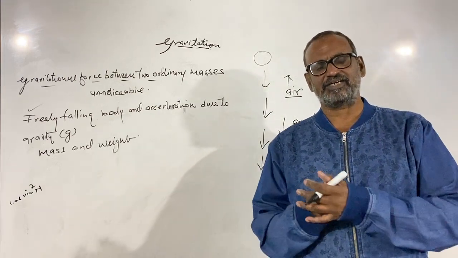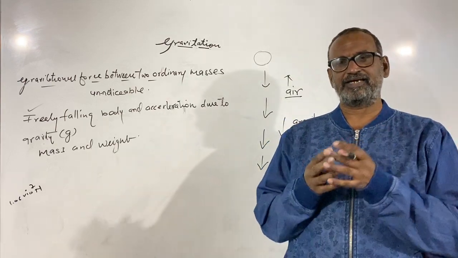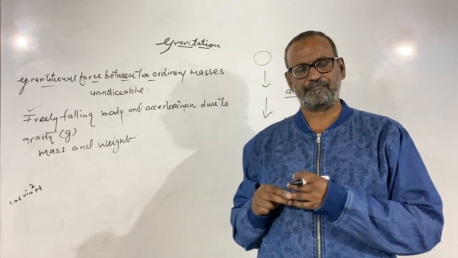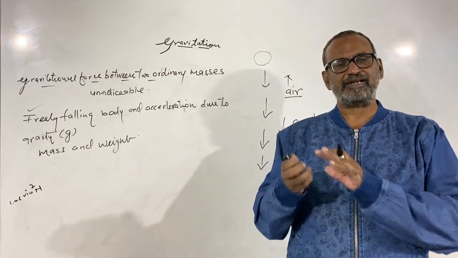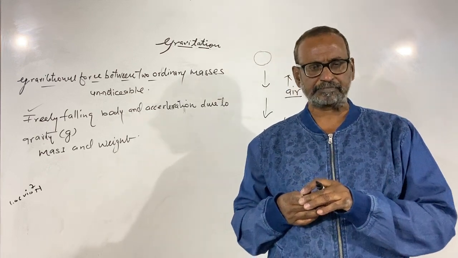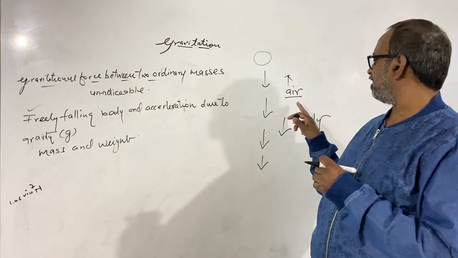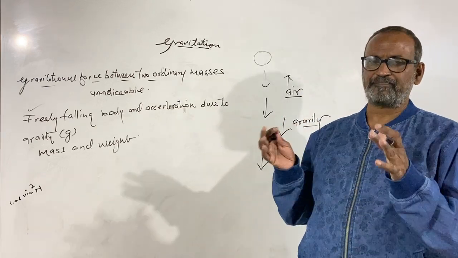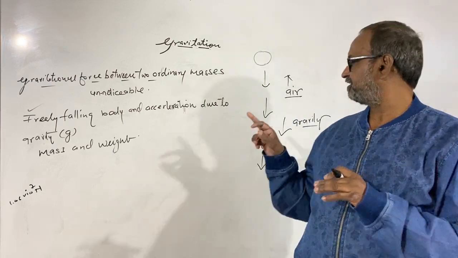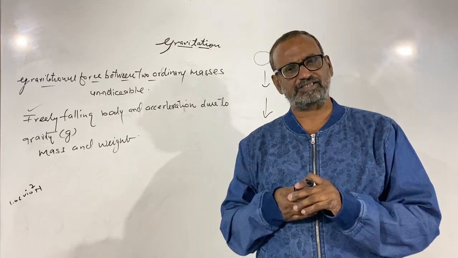And it is the reason why when a paper is released from a certain height, it descends very slowly. But if the same paper is crumbled, it descends fast. Because the force of the friction of air on a paper is large as compared to this force on a ball of a small size.